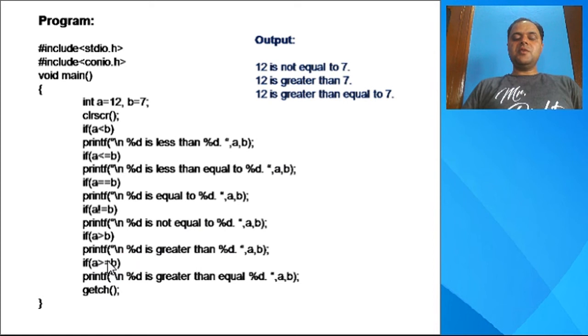a is greater than or equal to b, so either a is greater than b or a is equal to b, so this condition is also true, so control goes into this printf. So 12 is greater than or equal to 7, this got printed. So only these three lines got printed because the relations of these three ifs are true, and the first three lines will not be printed. So this is how we can implement the relational operators using a program.